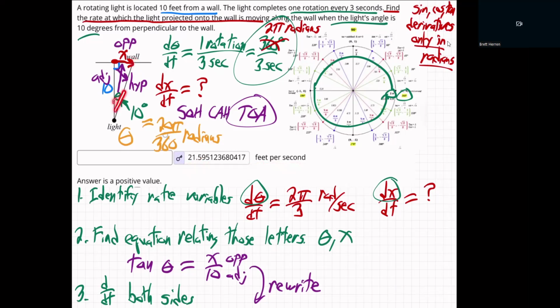Because it's at 10 degrees. So that light's moving, and you know how it moves faster as it goes down. You've seen that before with a siren, like against a wall. You know, it goes zoom, faster. So it's going to depend on where it's at. When it's at 10 degrees, it's moving 21.6 feet per second along that wall. All right, that's a tough one. And there we go.